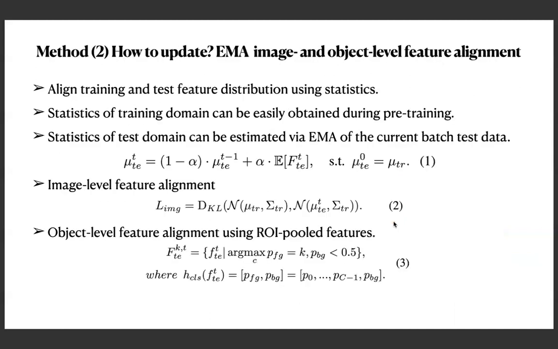The second part is how to update for object detection. We align training and test feature distributions using EMA of the current batch test data, considering both image level and object level features. This method ensures effective adaptation for object detection.